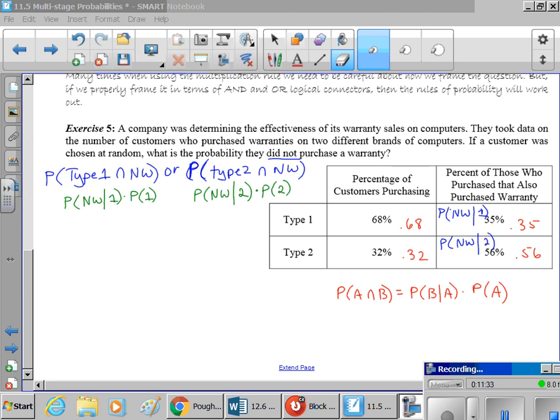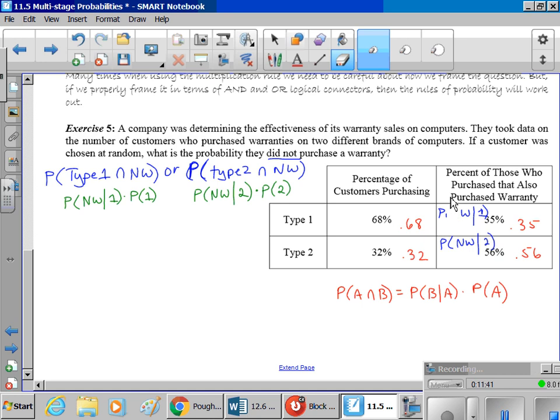And up here at the top, we have the probability of no warranty. I'm sorry, this is warranty. I wrote this incorrectly. This should be warranty. It should be the probability of warranty given computer 1 and the probability of warranty given computer 2. Because this says no warranty, so we need some new numbers here. So the other new number we need is the probability with no warranty. So 0.35 bought the warranty, 0.65 did not. And if 0.56 bought the warranty, 0.44 did not.